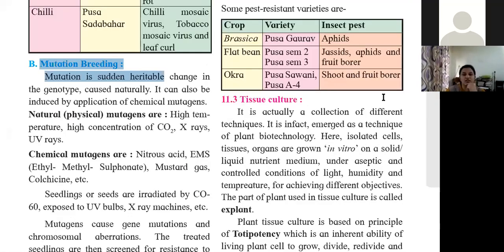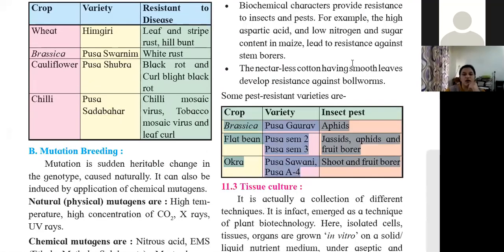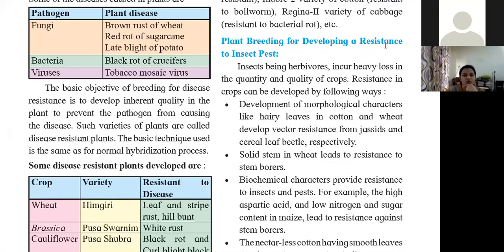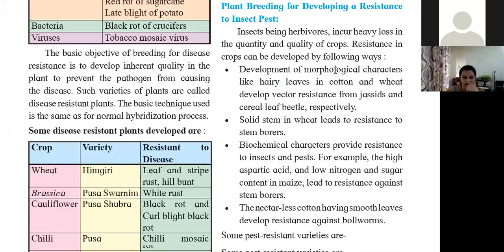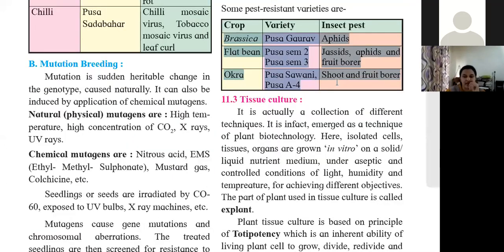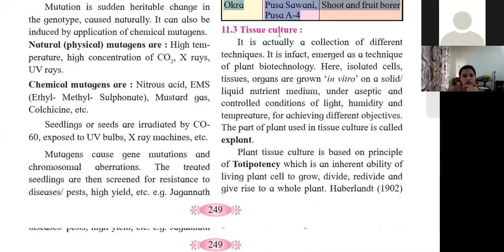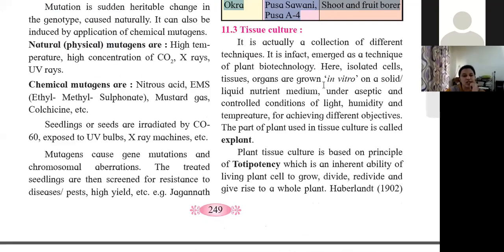Then we saw these tables. This table shows you the different types of varieties which are developed to get resistance against insect pests. Okay, these are the different insect pests. These varieties are developed varieties, improved varieties of these particular crops. Okay, then we started the tissue culture technique, right? Last time we saw some introductory part on tissue culture. What is tissue culture technique?